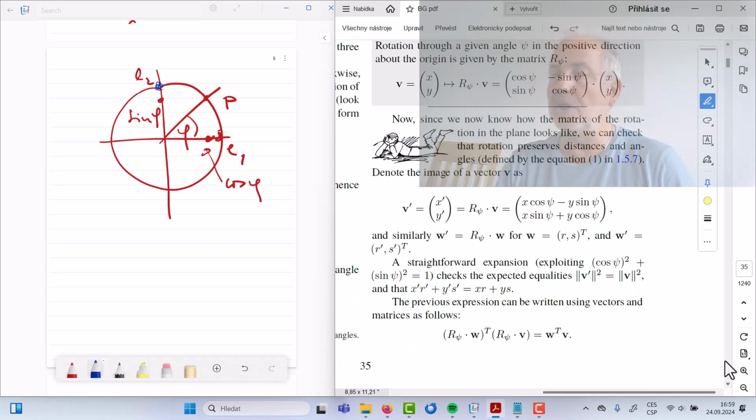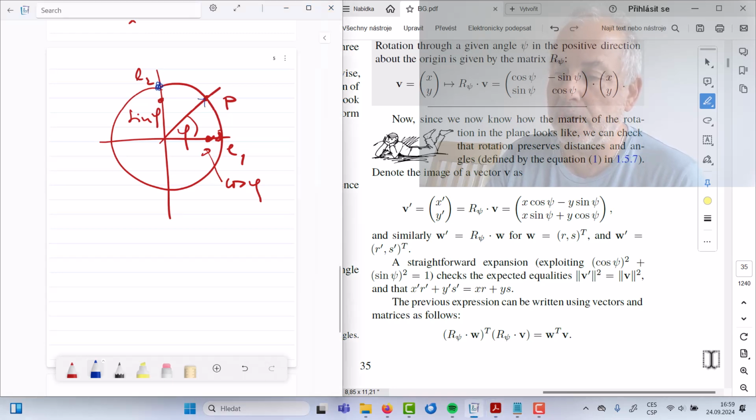So it's easy to see what to do in the matrix calculus. And now the nice thing is that if we want to compute the angle given two vectors, so if we take this vector and this vector, then we see that actually the cosine is given by the scalar product of the two vectors.